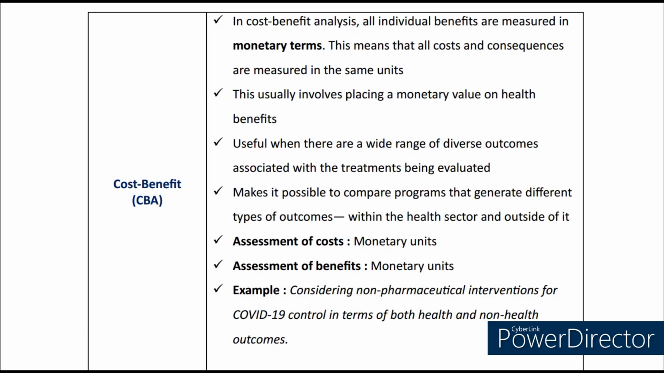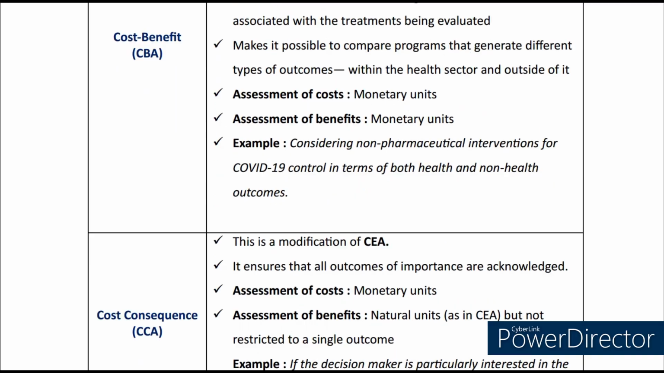So this analysis is useful when there are a wide range of diverse outcomes associated with the treatments being evaluated. So it makes it possible to compare programs that generate different types of outcomes within the health sector and outside the health sector. So the unit for assessment of cost is the monetary unit, and the unit for assessment of benefit is also monetary unit. A simple example: considering non-pharmaceutical interventions for COVID-19 control in terms of both health and non-health outcomes.